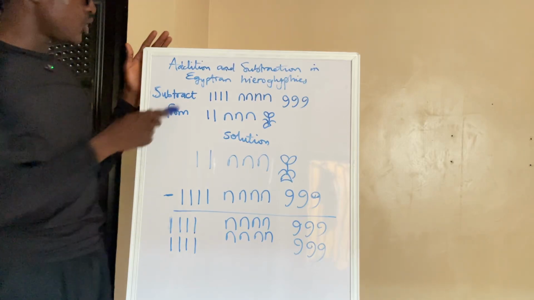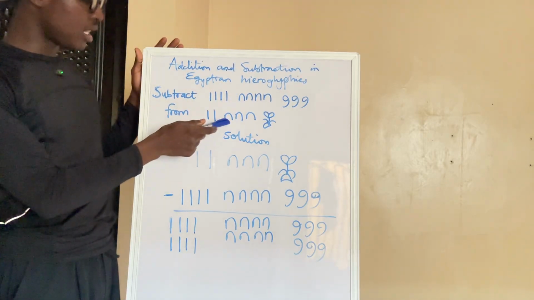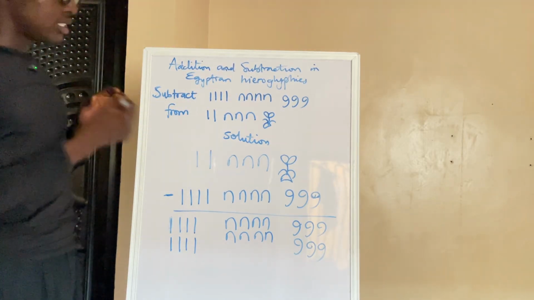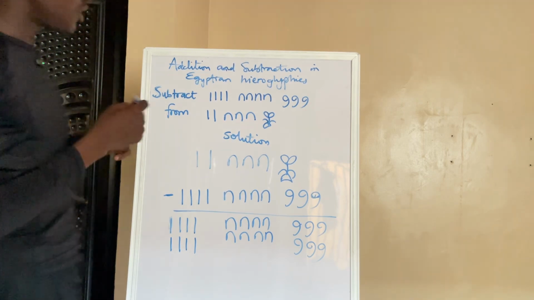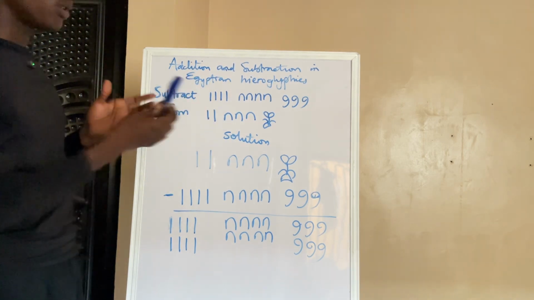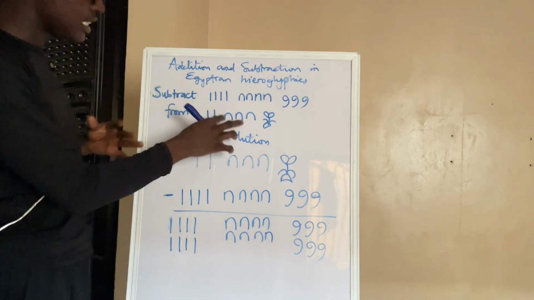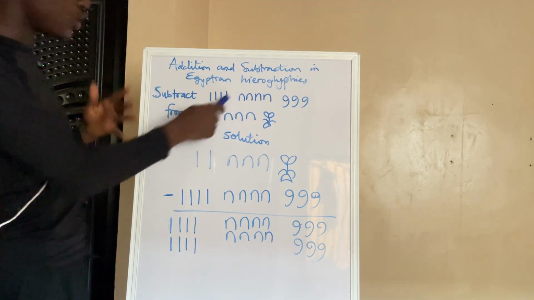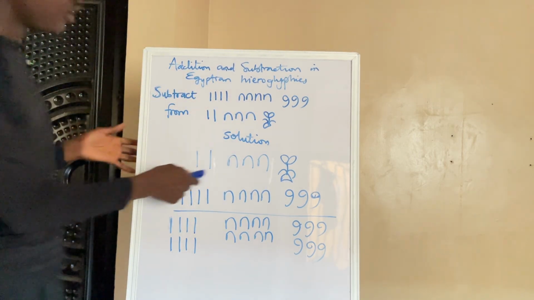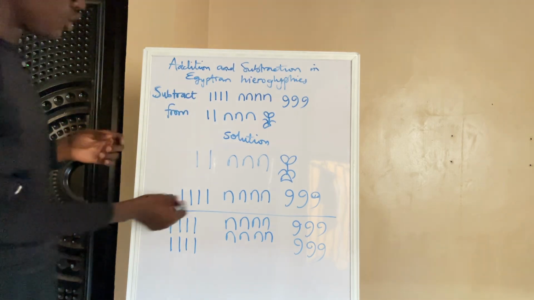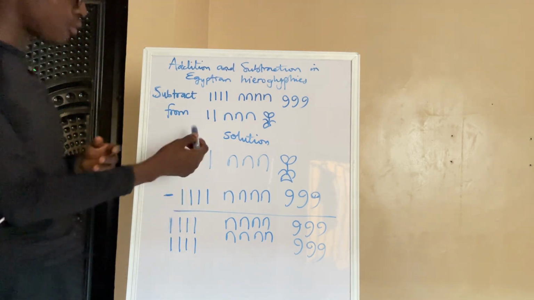Now this question says subtract this from this, and this is the solution to it. Firstly, the question is saying subtract this from this one, so that tells us that this is the bigger number, right? Because we are subtracting this one from it. So I'm going to write the bigger number up, and then I'm going to write the smaller number down because I'm subtracting the smaller number from the bigger number.